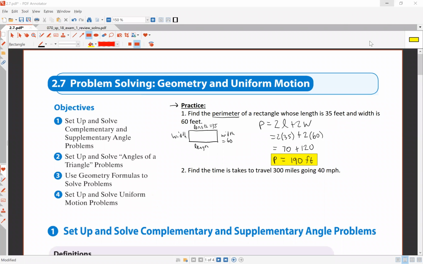This video covers 2.7 problem-solving geometry and uniform motion, Objective 4, set up and solve uniform motion problems. Before we get started with Objective 4, I'd like to remind you of the formula involved with uniform motion problems. Uniform motion deals with movement: miles per hour, distance, and rate. So when we see something that has miles per hour in it, or miles, or hours, we know to use the formula that the distance is always equal to the rate times time.